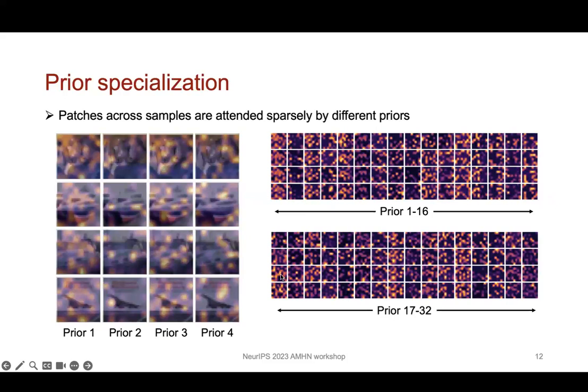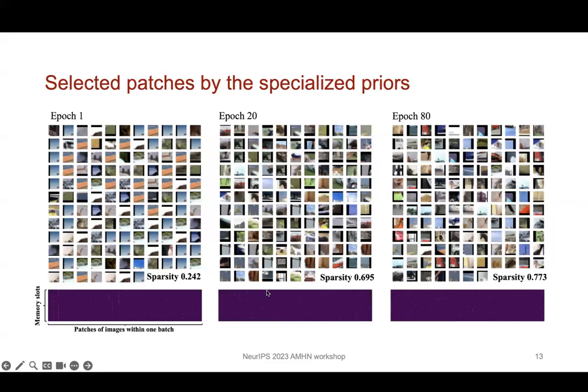Presented here are the learned bottleneck attention maps based on the Sort-of-CLEVR dataset. On the left, I provide a glimpse of the attention maps using 4 distinct priors from 4 individual input images. As observed, patches across samples are attended to sparsely by different priors. Moreover, I showcase the complete 32 priors in the memory bank, emphasizing the emergence of the specialization. Here are examples of the selected image patches by the bottleneck attention. We can observe a noticeable increase in the sparsity and the diversity of different selected patches with the progress of the training.